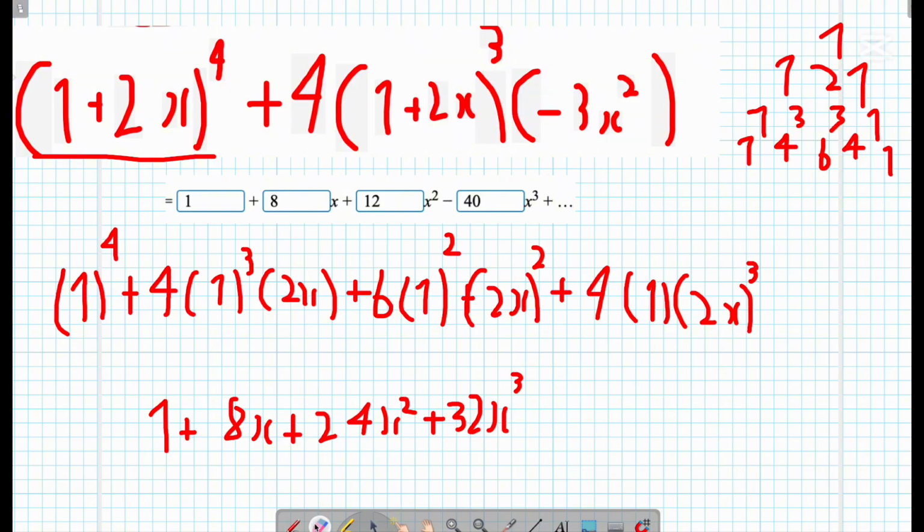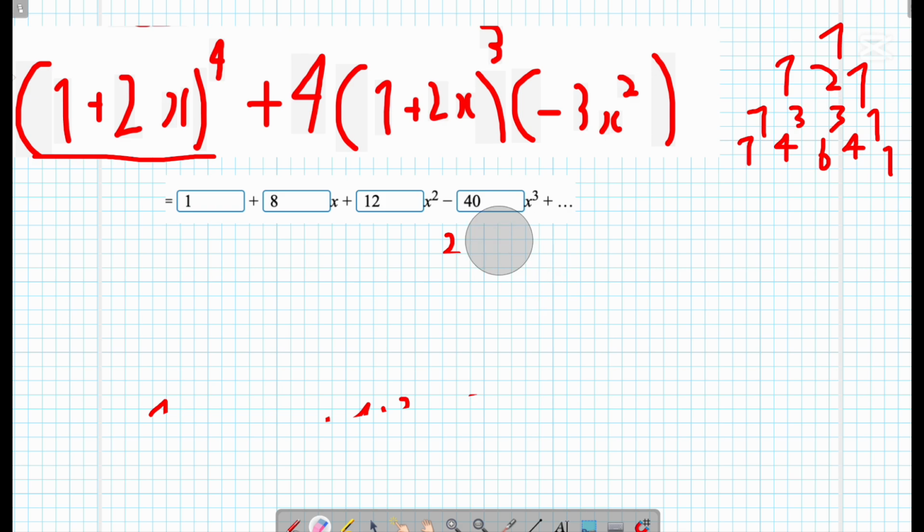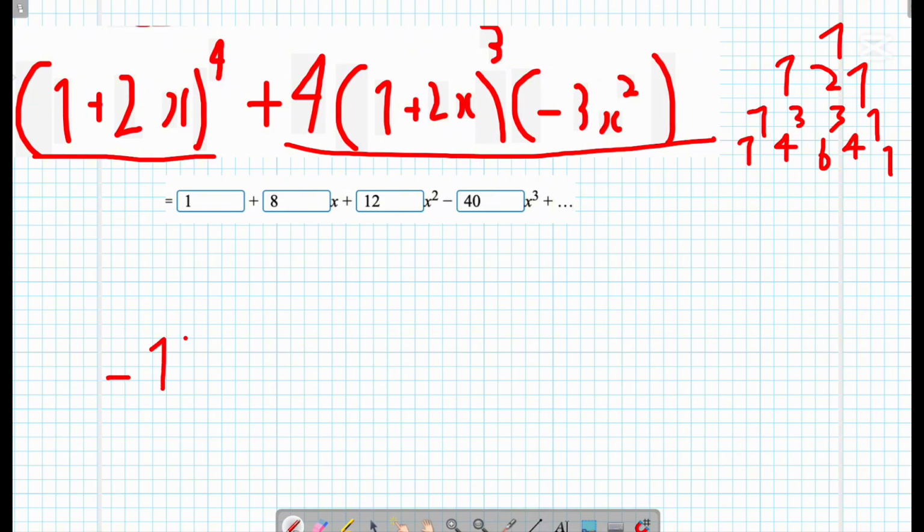Okay, so now for 4 times, just give me a sec. So now we need to simplify this. First, let's multiply negative 3x squared with 4, which would give us negative 12x squared. And then we're gonna do Pascal's triangle again.